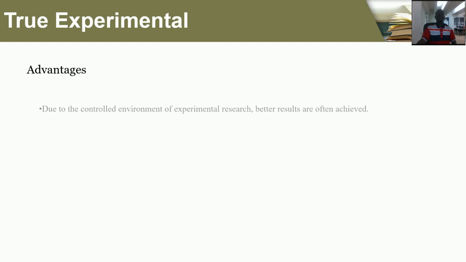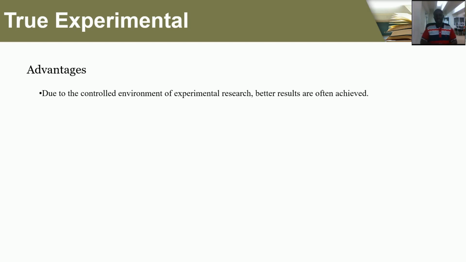We are looking at the advantages, and we are continuing. Due to the controlled environment of the experimental research, better results are often achieved since they are confined in a nice place and controlled environment. The experiment can yield a better result as compared to other research designs that are conducted in the natural setting of the variable or the individual.